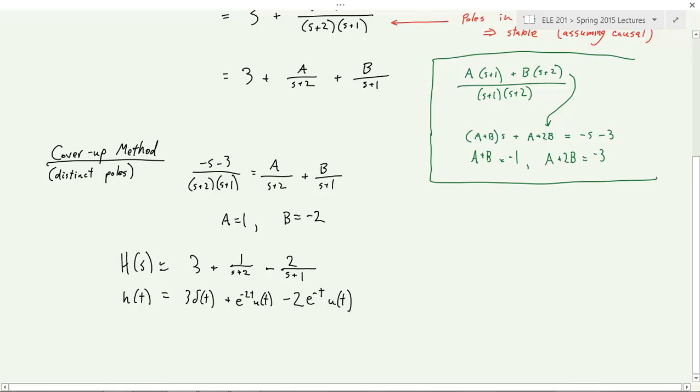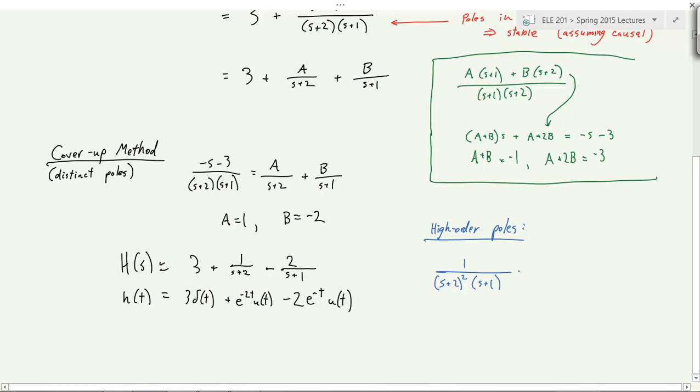Okay. Let me mention a few things that will be of use if you were doing this in general. You might have high order poles. And the higher order poles would be something like, let me just give an example, 1 over s plus 2 squared, s plus 1.